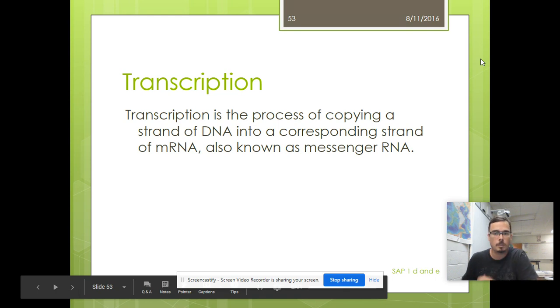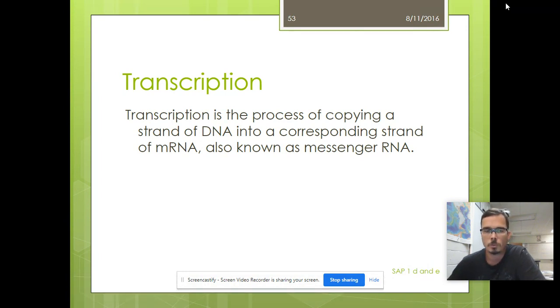Transcription is the process of copying a strand of DNA into a corresponding strand of messenger RNA, also known as mRNA. This is going to be just a single strand of messenger RNA, and the difference is that with DNA you have two strands, and those two strands together cannot fit through the nuclear membrane. It can't get out of the nucleus. So DNA has to transcribe itself into a new form called messenger RNA.